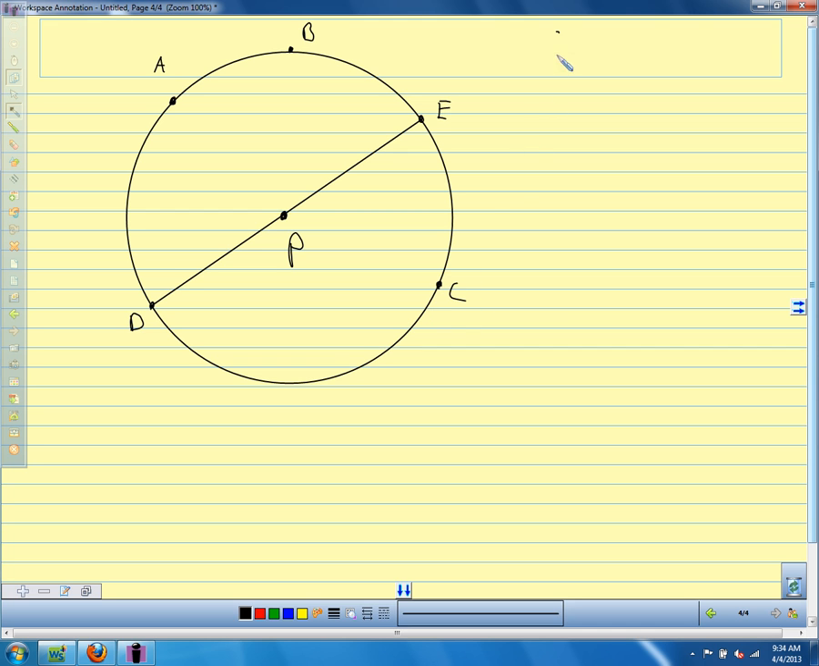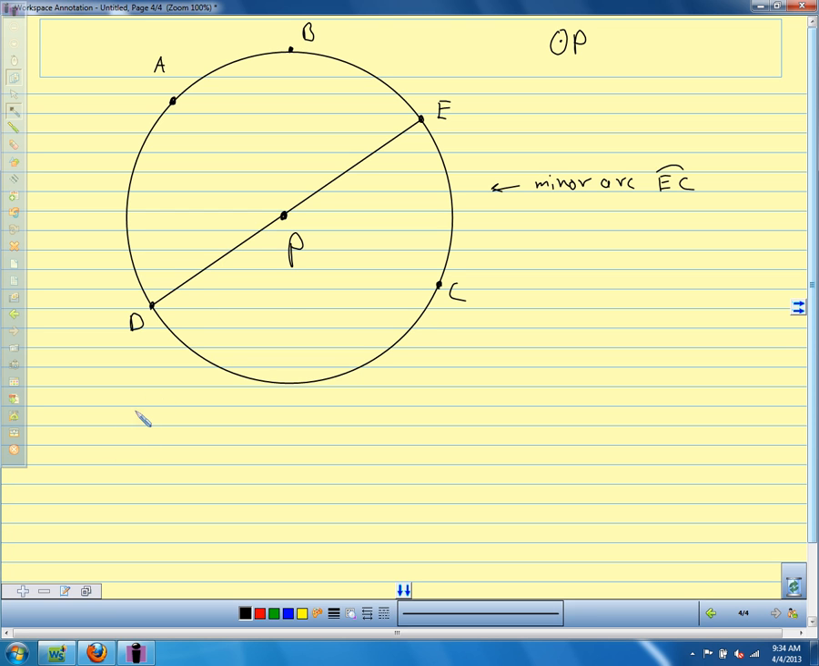So this is circle P. When you see the symbol circle P, this tells you automatically that P is the center. So let's label some minor arcs. So I have a minor arc here. Minor arc EC. There are other minor arcs. I have minor arc BE, minor arc AB, minor arc AD, minor arc BC, lots of minor arcs. So I just decided to label one.